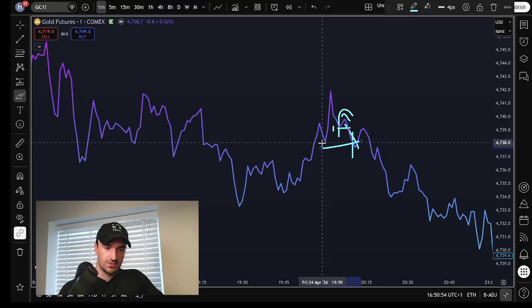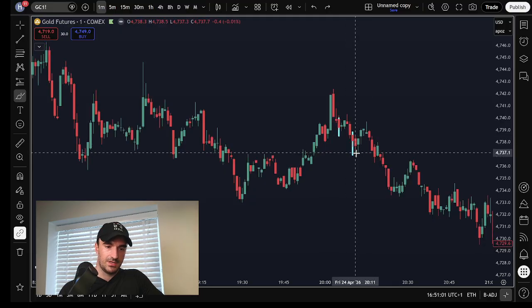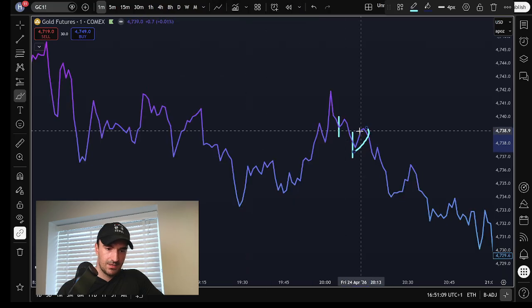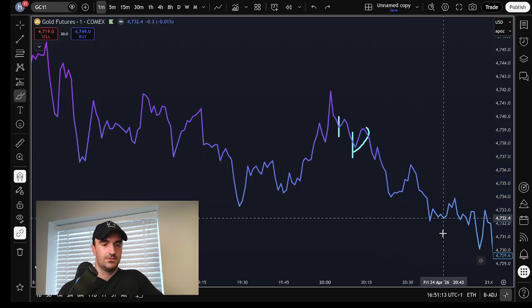It broke. So at this level, we have stops taken out. Probably people scared, getting out from the trades. And this happens, the pullback. And then we have another leg down. Yeah, another leg down, another leg down.